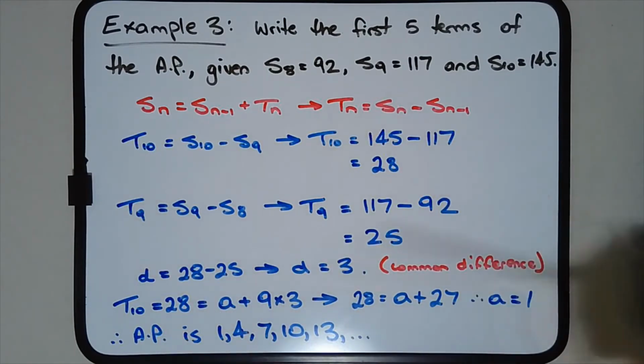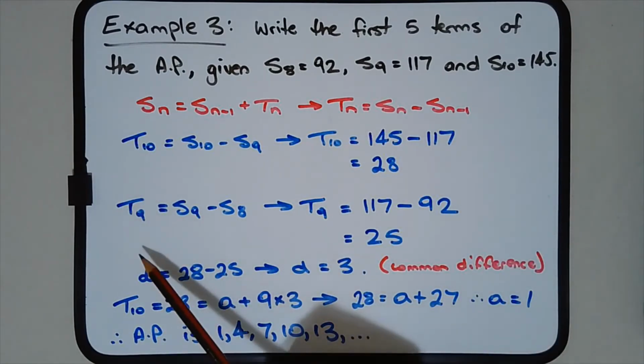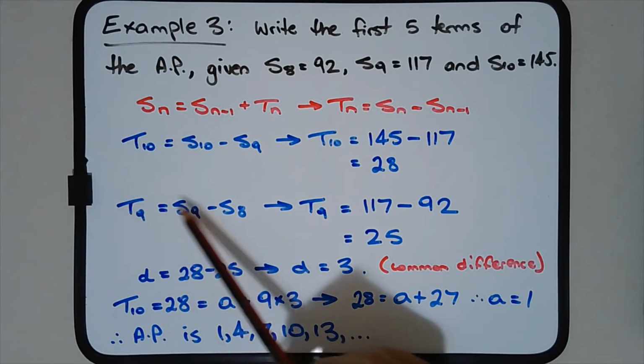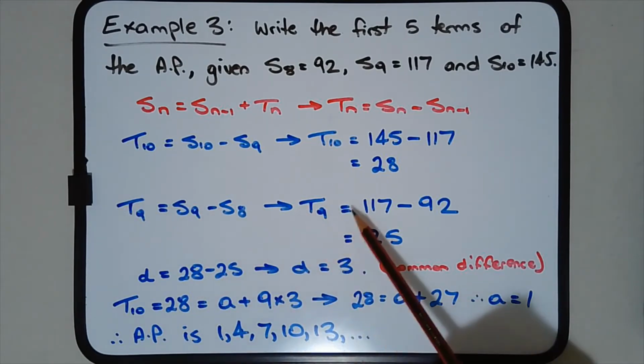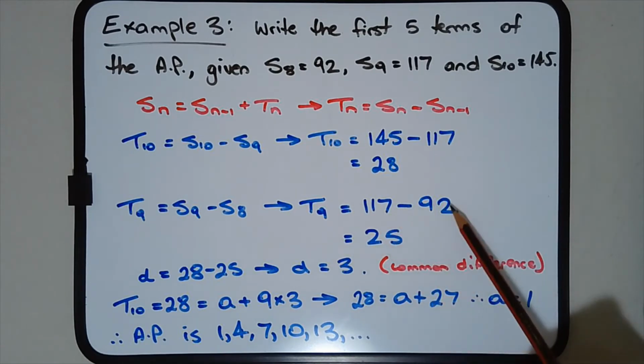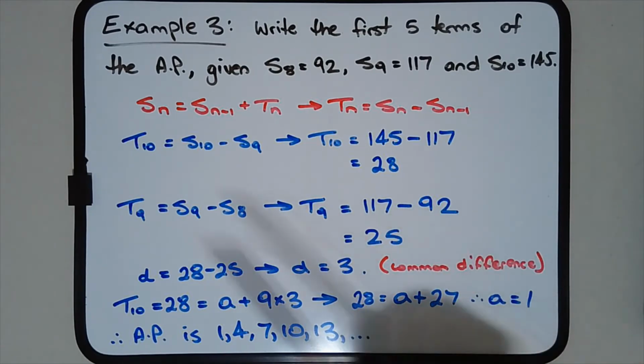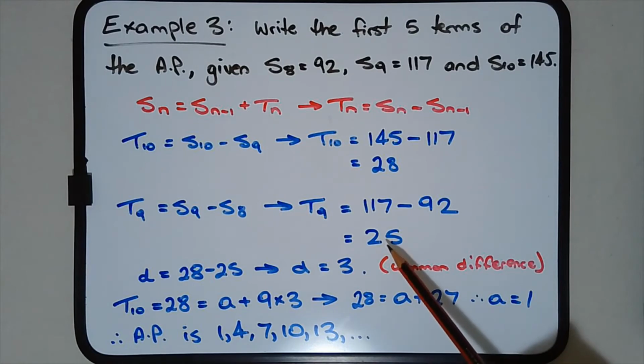Likewise, using the same method, we can find T9. T9 is equal to S9 minus S8. T9 is equal to 117 minus 92. Therefore, T9 is equal to 25.